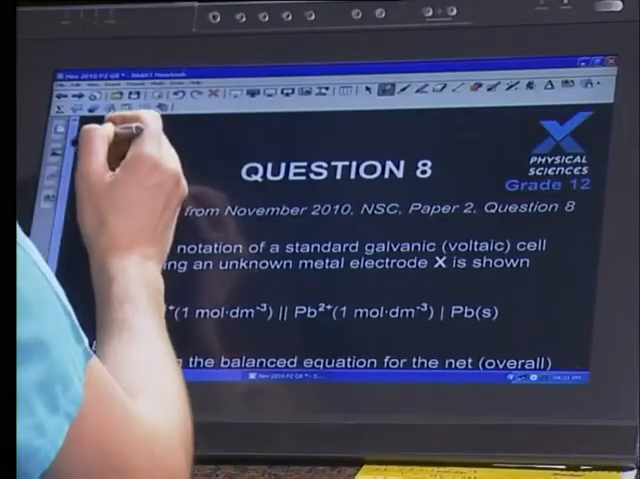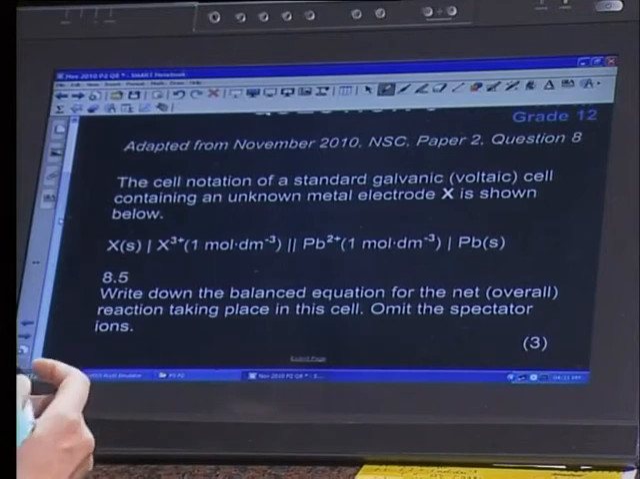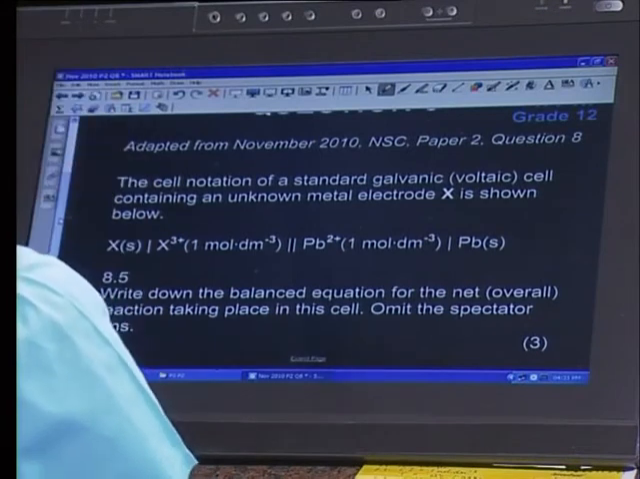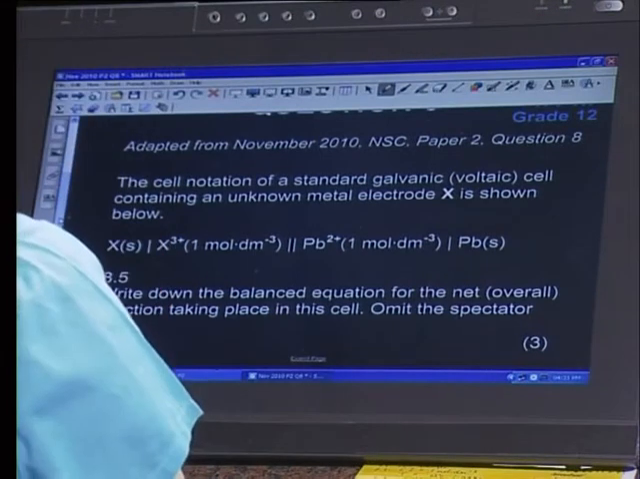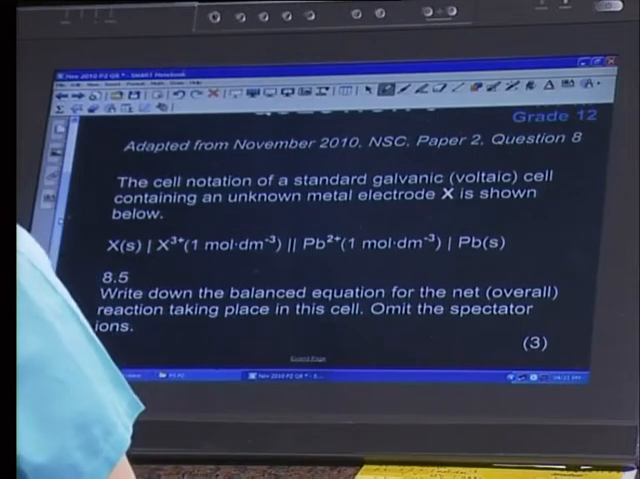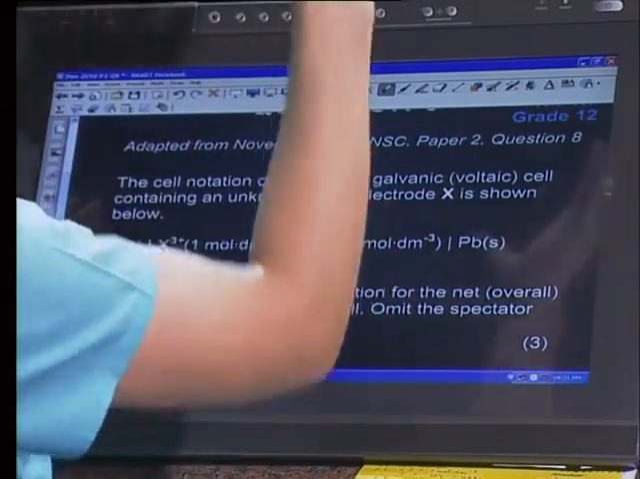Let's look at question 8.5. Now, question 8.5 asks us to write down the balanced equation or the net overall reaction that takes place in this specific cell. Now, this is after you've done your oxidation half reaction and your reduction half reaction, where you get to your net cell. In this specific question, they didn't ask us to do the oxidation half reaction and the reduction half reaction beforehand. And you'll see that it's only worth 3 marks over here.